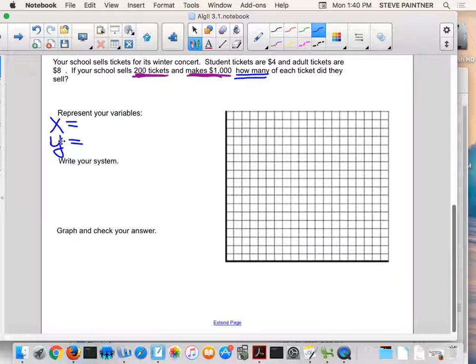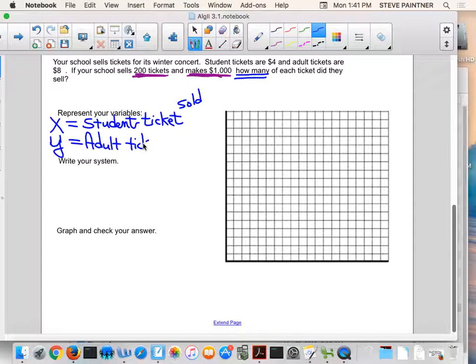Students. Don't just say students. You can say students or adult, but listen, how many of each ticket did they sell? You gotta say student tickets sold. You gotta know what you're looking for. How many student tickets were sold? What would y be? Adult tickets sold. Yep.